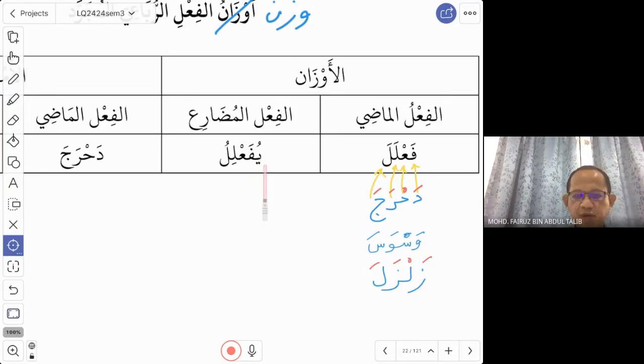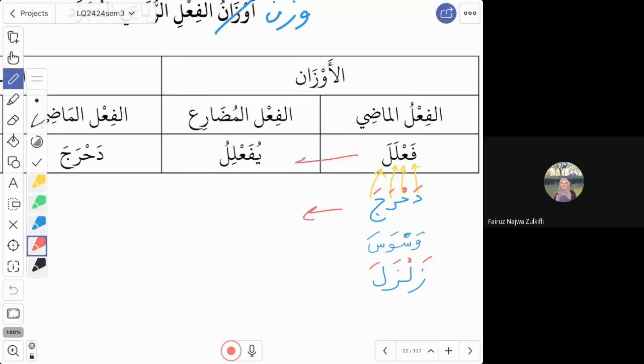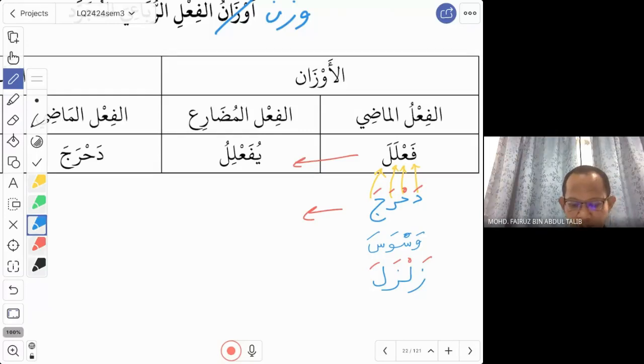Now, the fi'l madhi is fa'lala, the mudari is yufa'lilu. There is no other option. Fa'lala, yufa'lilu. So, dahraja, what is the mudari? Can you transform dahraja to the mudari form? Yudahriju. Good. So, how do you know? Fa represents dal, ain represents the ha, lam represents ra, and another lam represents jim. And then here you have this ya. This is additional. This is the mudari letter.